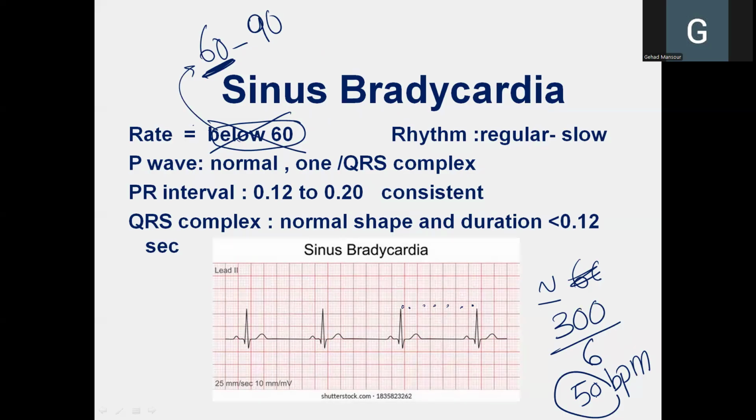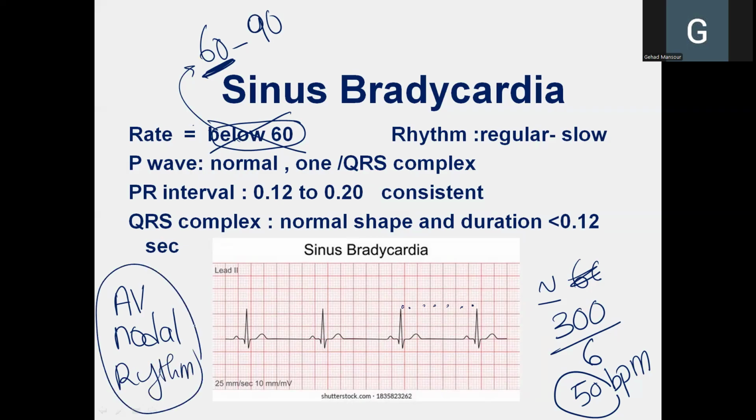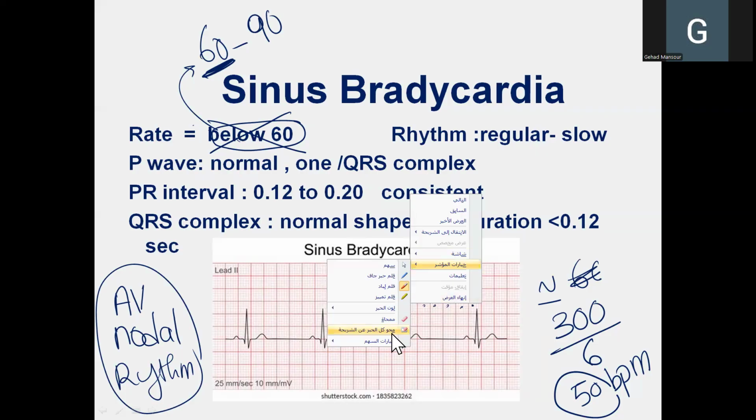But this raises a question: is it actually sinus bradycardia, or might it be originating from the AV node, and be an AV nodal rhythm, because the heart rate is really too slow, even slower than the slowest rate expected from the sinoatrial node? And we will now decide whether it is sinus bradycardia or not.